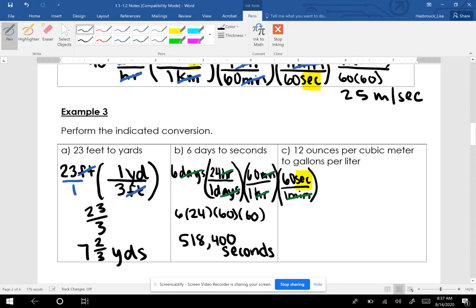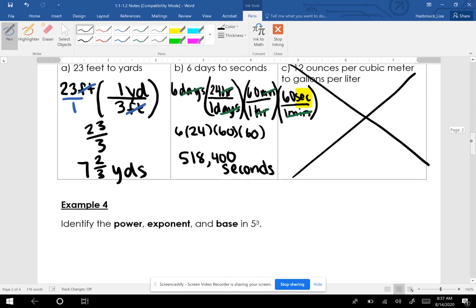For part C, we're changing 12 ounces per cubic meter to gallons per liter. All right, so I'm starting with, actually, you know what? Let's go ahead and cross that one out. I'm not going to worry about that one this time.